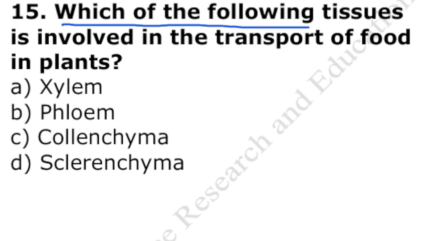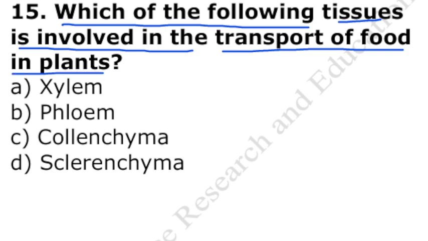Which of the following tissue is involved in transport of food in plants? Xylem, phloem, collenchyma, sclerenchyma. So among them the phloem is responsible for the translocation of food, primarily sugar.